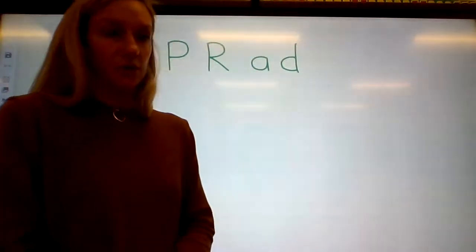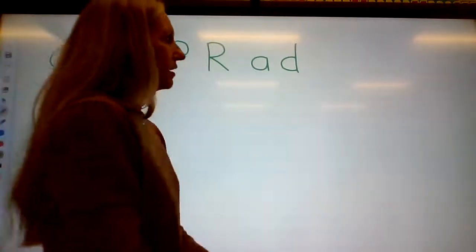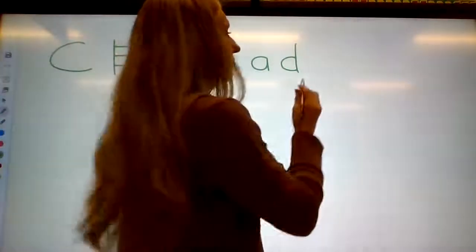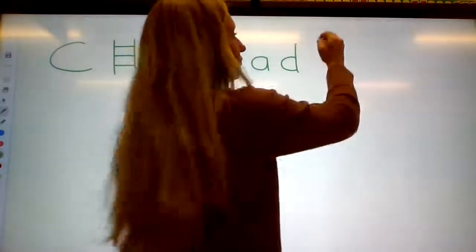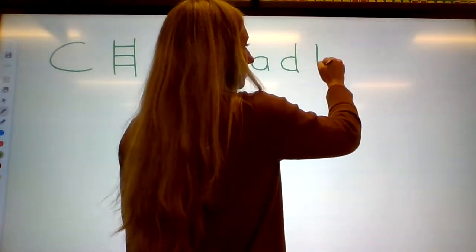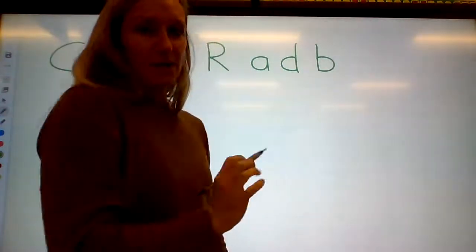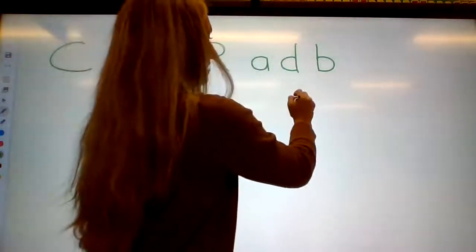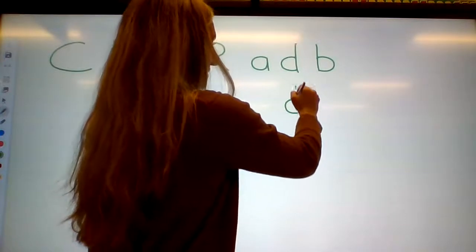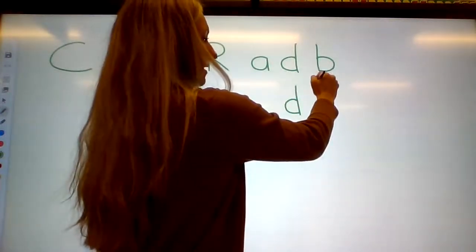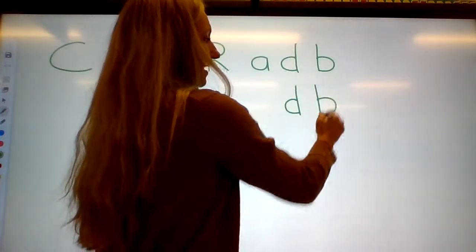Wednesday, we worked on lowercase b. So when you make your b, we started with the down line, pick up and around. See how I kind of did d, I did my around and then down. B, I went down, then around.